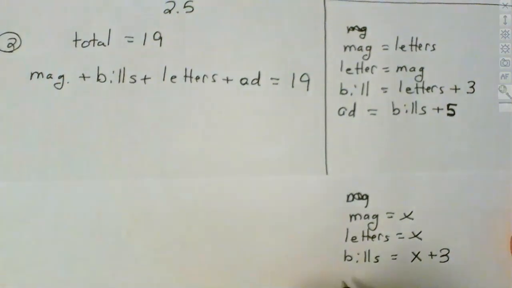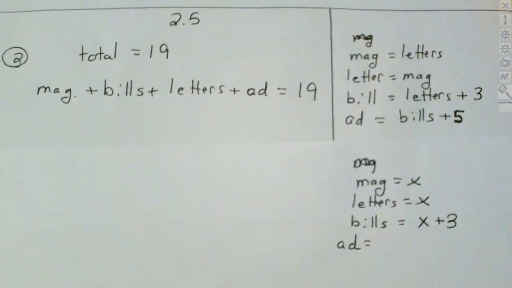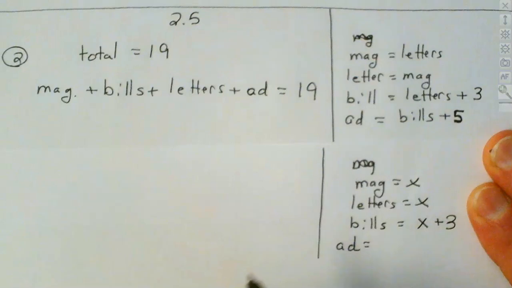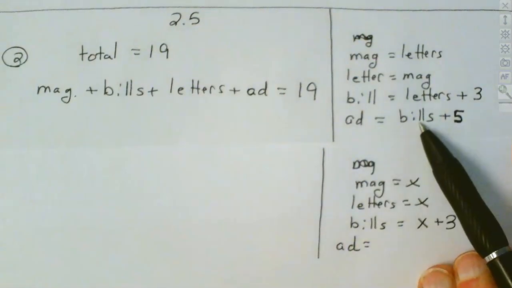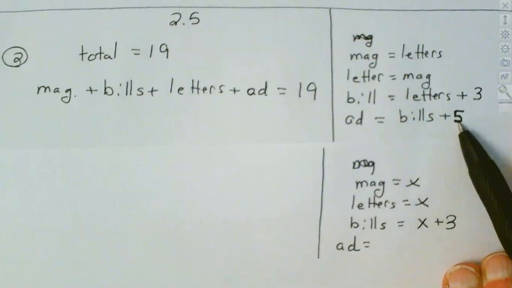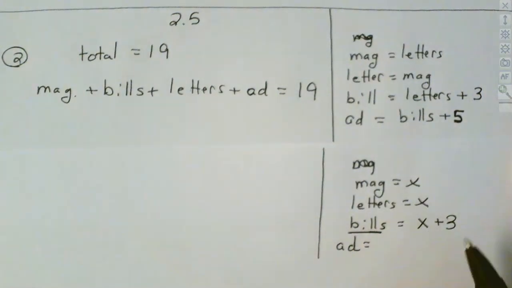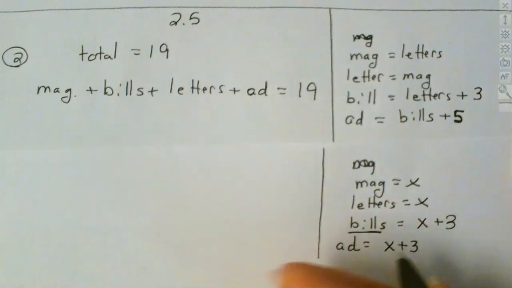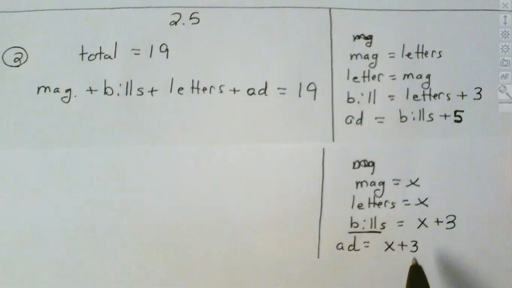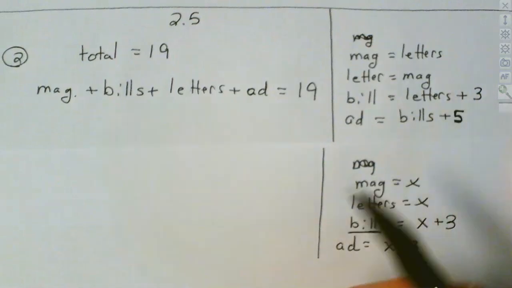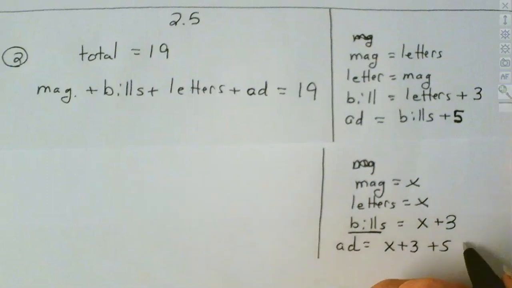Now, what about the ads? The ads is a little bit more difficult to deal with. When we look at the ads, how do the ads relate to the bills here? Ads are going to equal the bills plus what? 5. What are the bills defined to be? With the variable x. We just said that the bills are x plus 3. That's your bills. And then what are we going to have to add in still? Plus 5. And that makes that now x, when we put them together, plus 8.